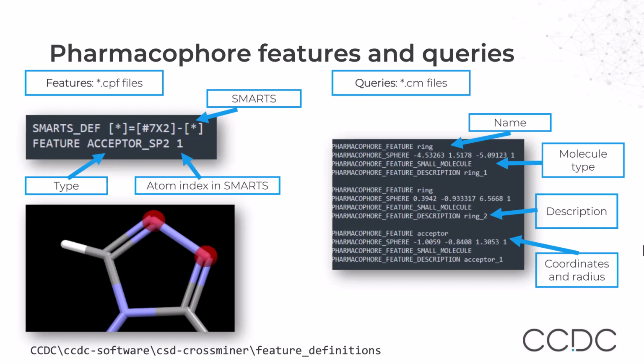You can see the examples of pharmacophore features which are built into CrossMiner if you follow the path which I mentioned here at the bottom of the slide. As we remember, queries are sets of these features, and for CrossMiner it's also just a text file. So where you have the name of your feature, the type of the molecule where it belongs, you have coordinates and radius of the sphere, and you have some description. That's just basically a name that allows you to differentiate which feature is where.